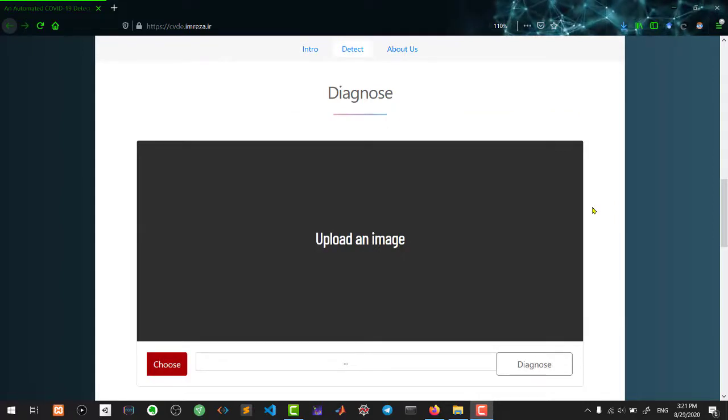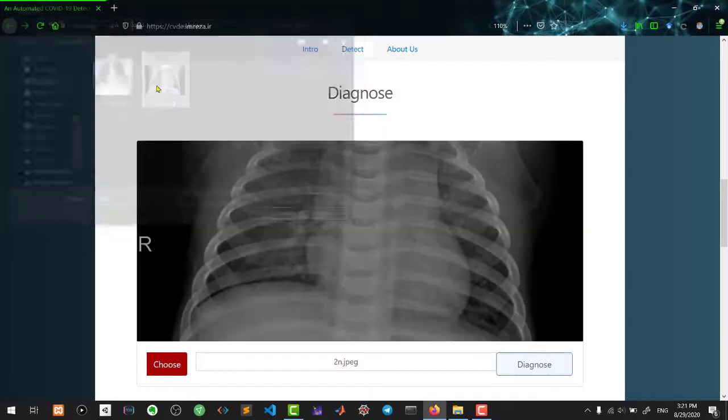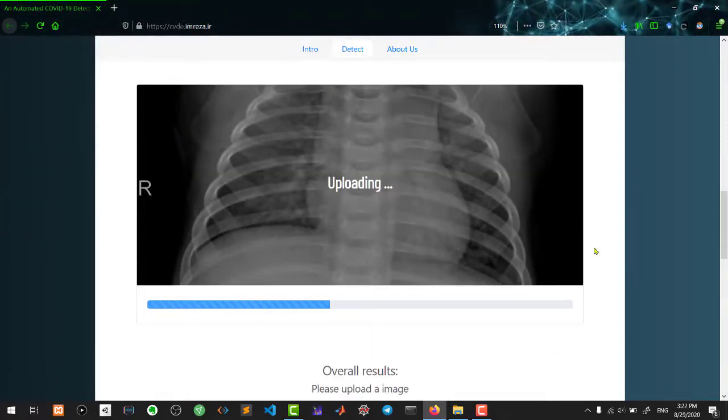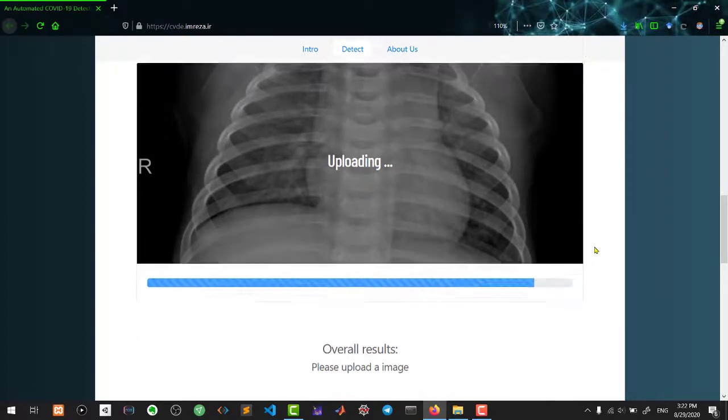Using this system is as simple as possible. So first you need to choose an image. For example, I choose this, then press diagnose. It takes a while to upload this image to Google Cloud Platform servers, where my backend is located.